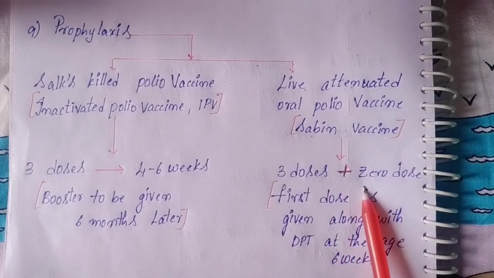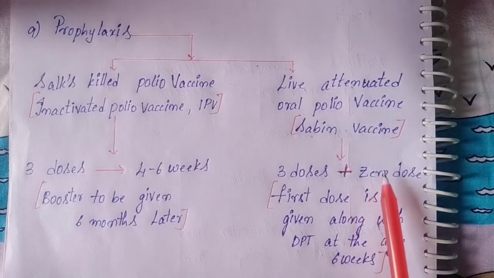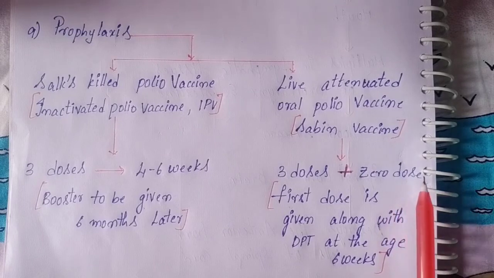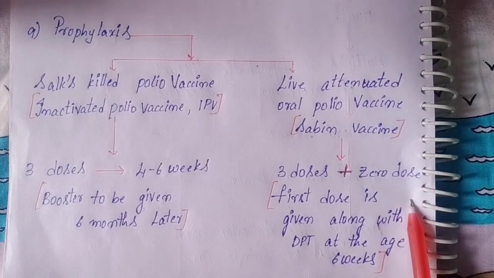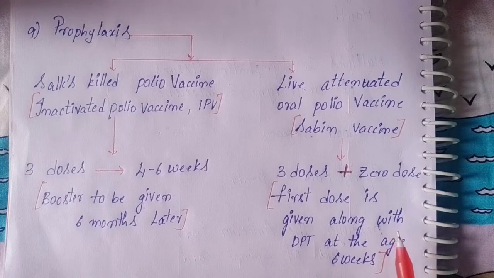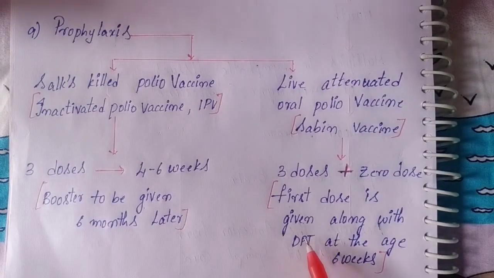Three doses are given. In addition to three doses, a zero dose is given at birth in institutional deliveries. First dose of OPV is given along with DPT at the age of 6 weeks. The second and third doses are administered at an interval of 4 to 6 weeks. Booster dose is given at the age of 16 to 24 months. All the doses are generally given along with DPT, which stands for diphtheria, pertussis, tetanus.